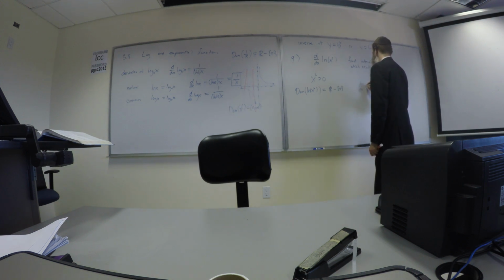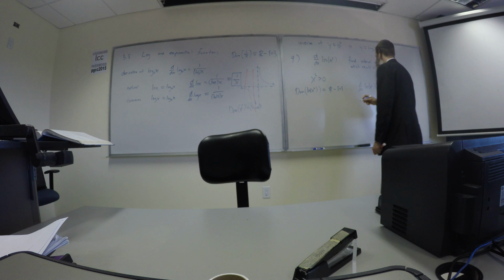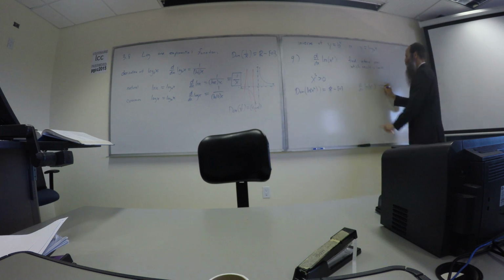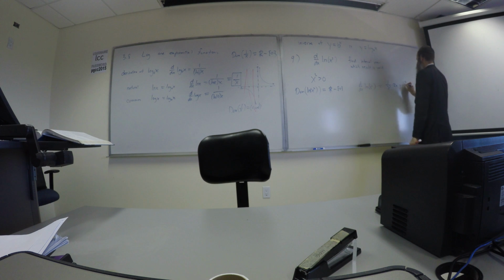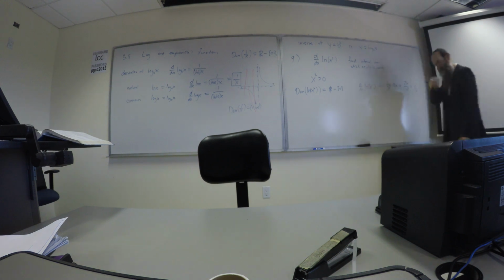So d/dx of ln x squared. The chain rule demands the derivative of the outer function, 1 over x, but I leave the inner function the same. So your response is correct, 1 over x squared. But now I must take the derivative of the inner function. What's the derivative of the inner function? 2x. So we get 2x over x squared, which is 2 over x. Okay?